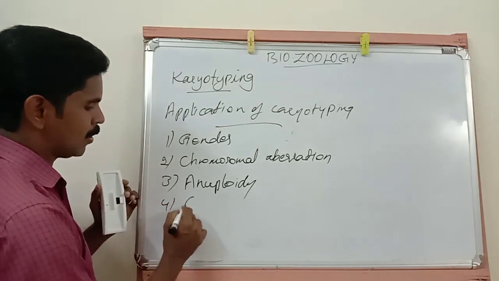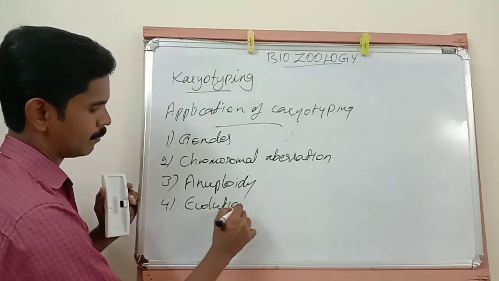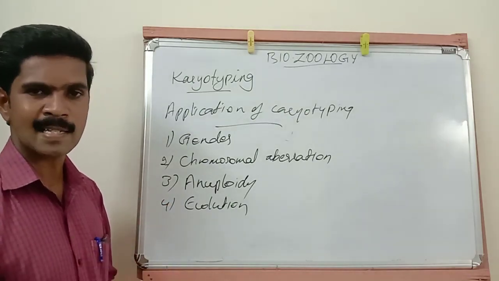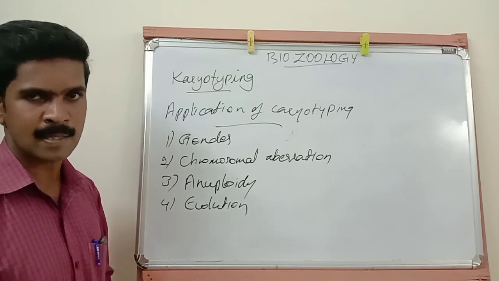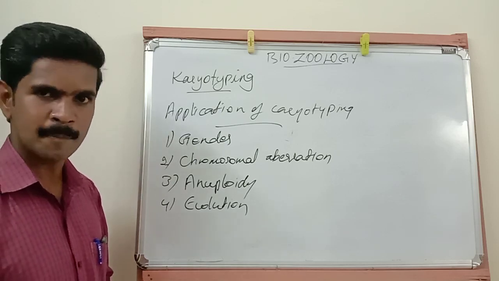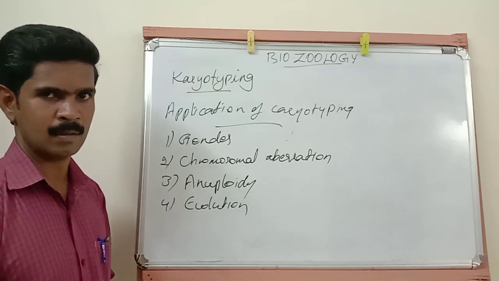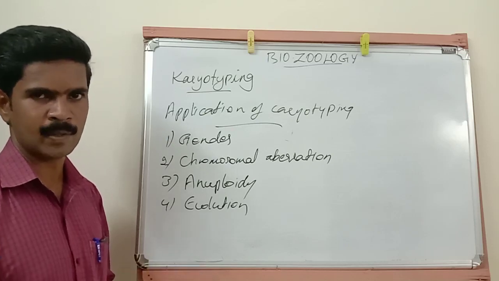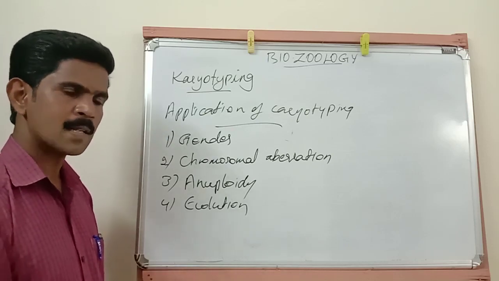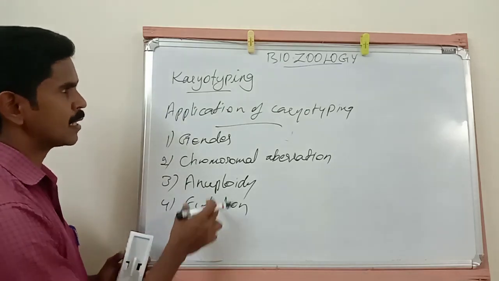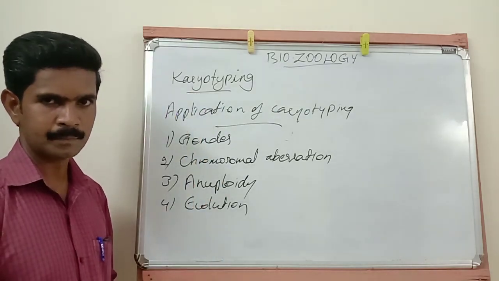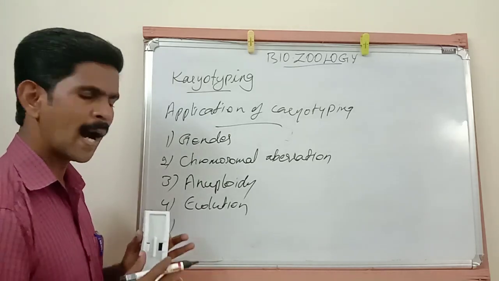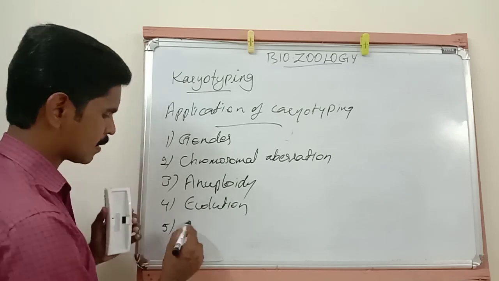Then the fourth one is evolution. With the help of this karyotyping technique, we can understand the evolutionary relationship between the species. You all know a large number of species are living in the world. But according to the history of evolution, there is a connection between some species. These evolutionary relations can be detected with the help of this karyotyping technique. And the last use is that this technique is used to identify or detect genetic diseases.